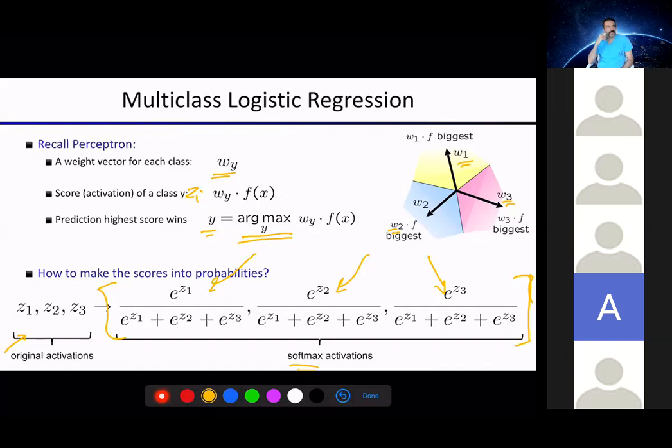What other property should we expect from a probability distribution? I just mentioned it for 2 classes. Obviously they should add to 1. So when we add them up, it is e^z1 plus e^z2 plus e^z3 divided by e^z1, e^z2, e^z3, right? This is 1. So this is okay. The second property of a probability distribution is very simple. It can't be negative. We should not have any negatives.